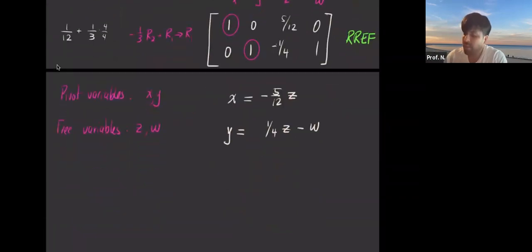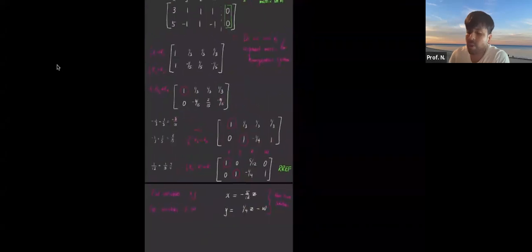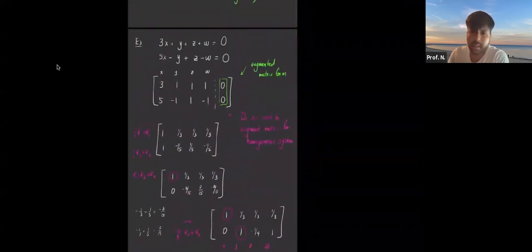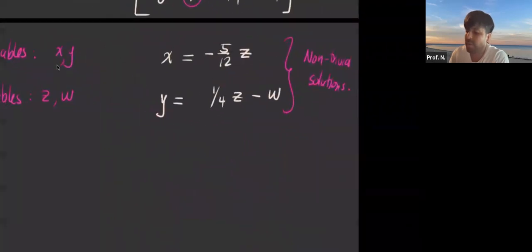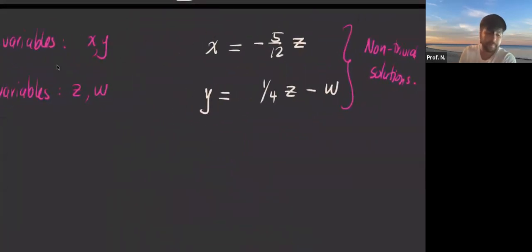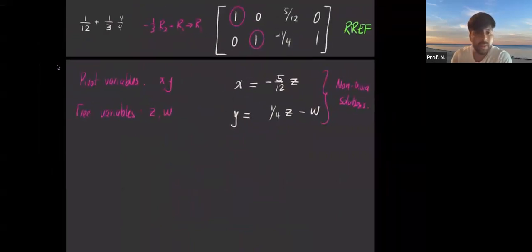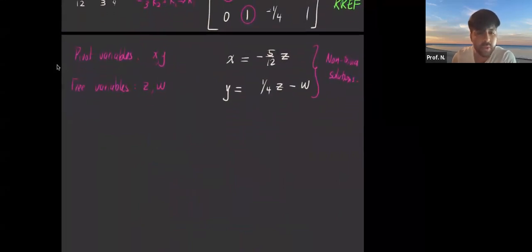This is non-trivial solutions. So not only do we know that it's infinitely many solutions, now we're having more, I guess, sophistication to it. We're saying it has non-trivial solutions. So we already know that the trivial solution will always work for homogeneous systems. This is an example where we have what are called non-trivial solutions. Does that make sense?